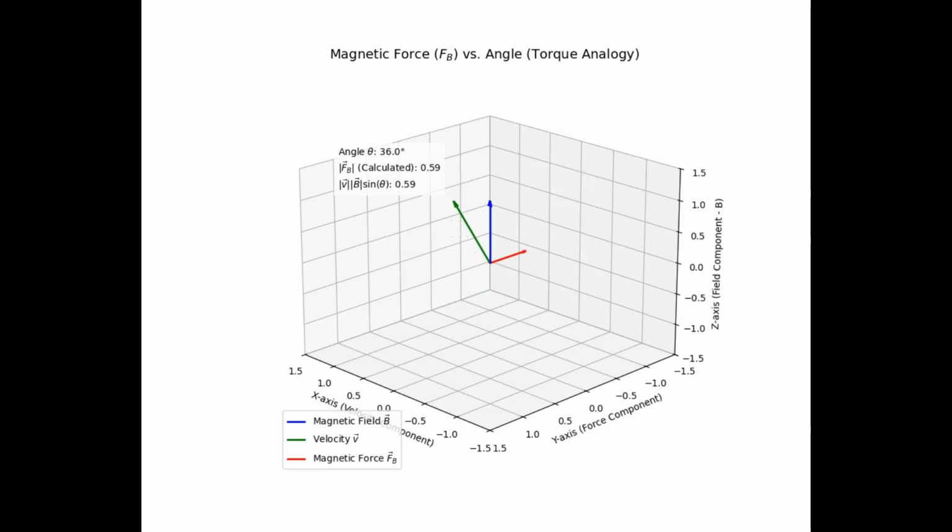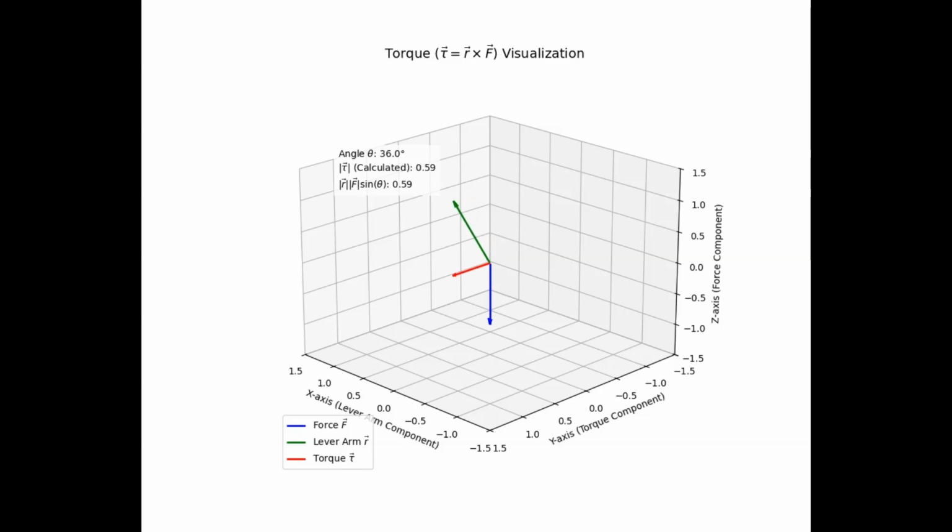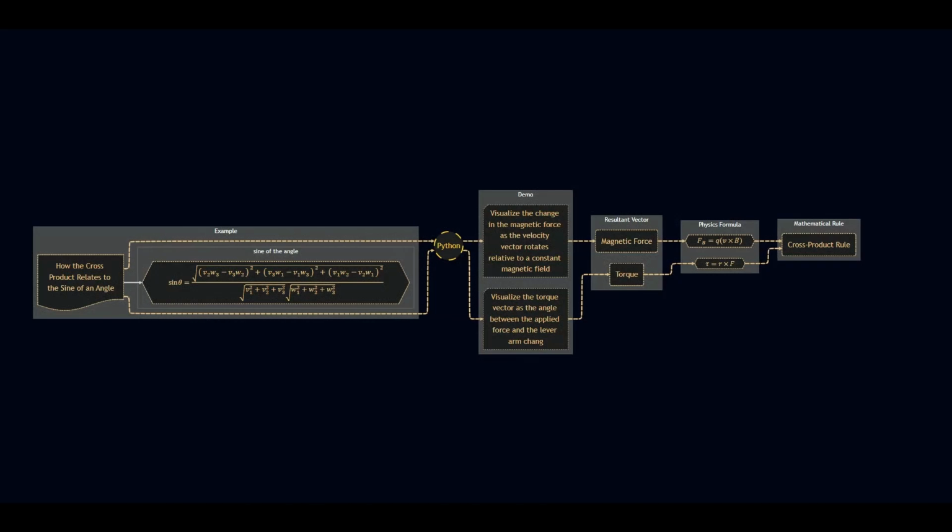A similar logic applies to torque, which measures the twisting force applied to a lever. The rotational effect is at its peak when a force is applied at a right angle to the lever arm. If the force is applied parallel to the handle, no twisting occurs. These examples demonstrate that the cross product is the perfect tool for describing any system where the interaction is strongest when the two inputs are perpendicular to one another.